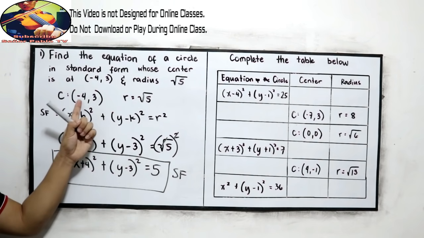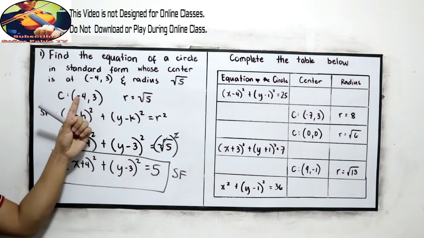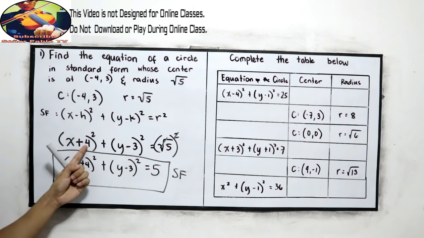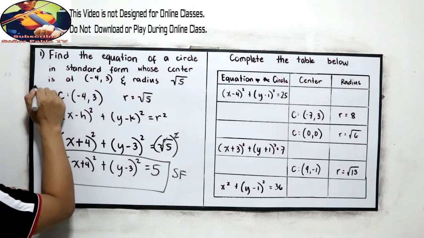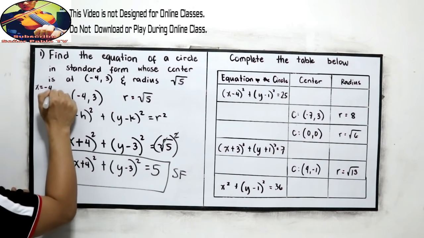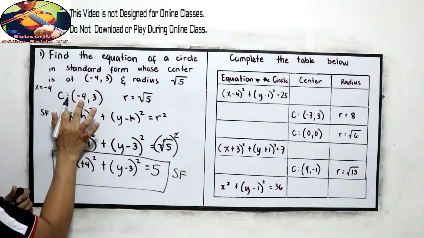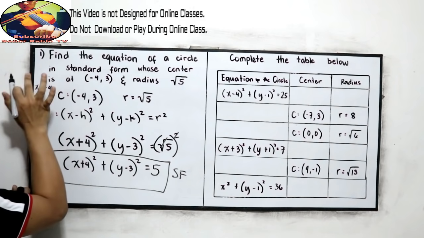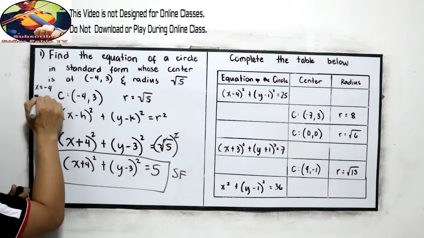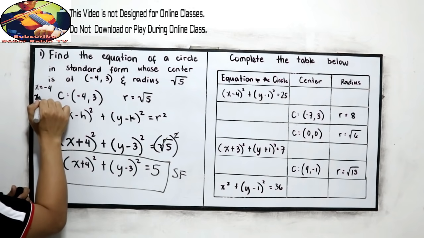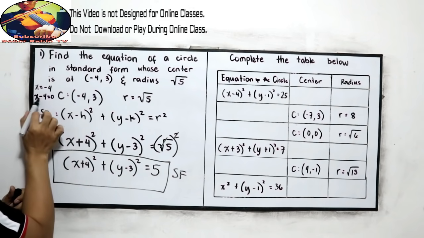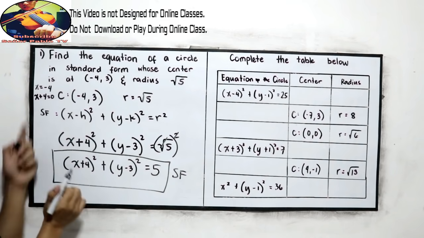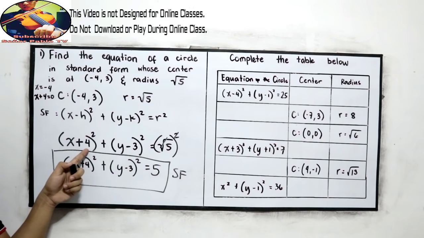Maybe, sir, why did you change the sign? That is, negative 4 will become positive 4, because if we solve this step by step, x is equal to negative 4. Move it to the left side of the equation, so that will become x minus negative 4 is equal to 0. This will be the number inside our parentheses, positive 4. That's why we have x plus 4.